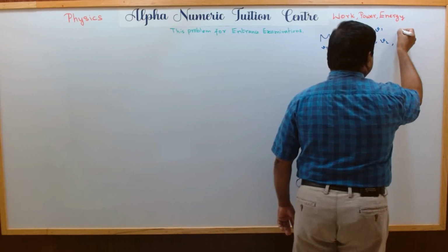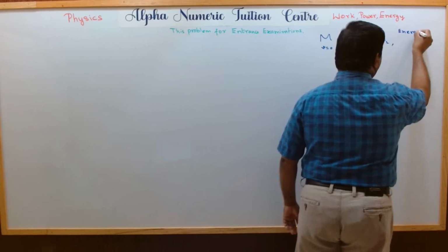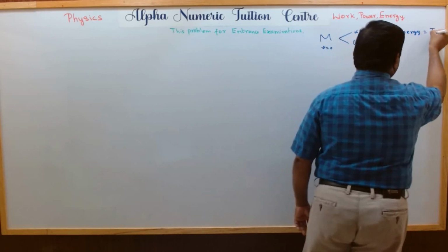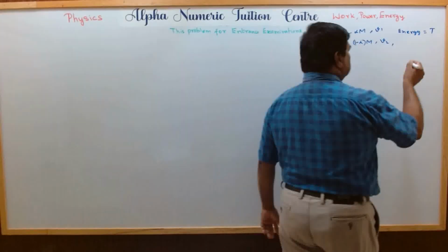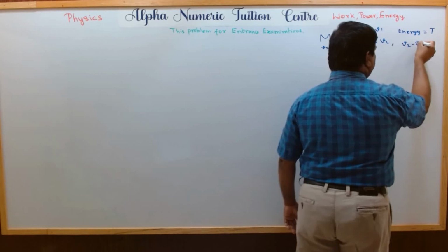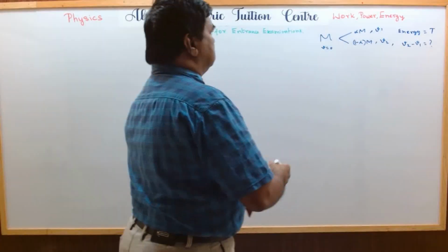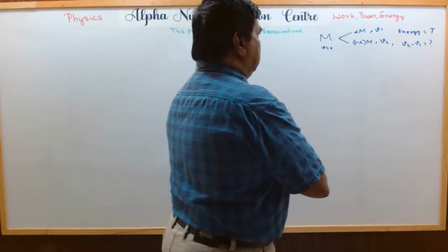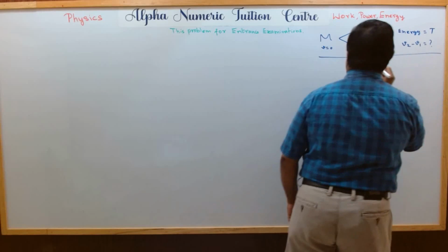The total energy is given as T. What to find now? The relative velocity, that is v2 minus v1, is to be found. Okay, these are the givens in the question.